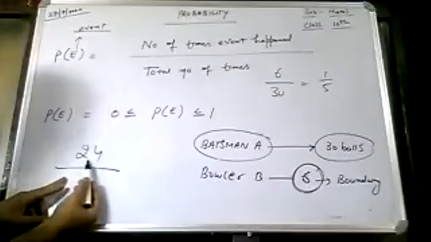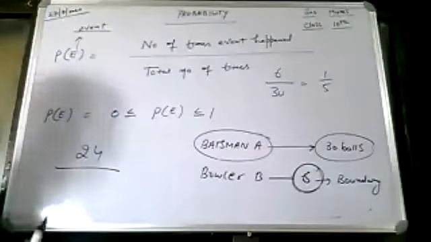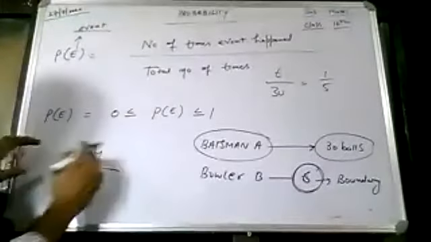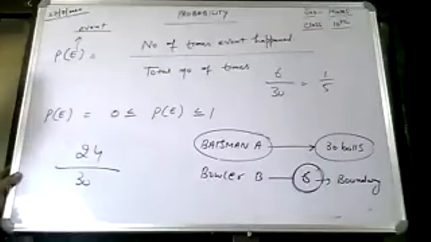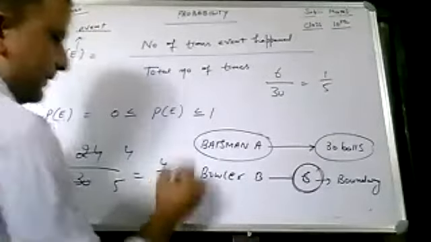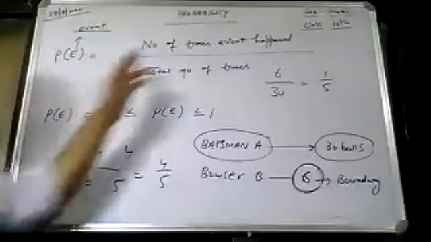Now I am calculating the probability that he will not hit a boundary. So 24 times he missed the boundary. So that means 24 divided by 30. Clear? 6 4s are 24, 6 5s are 30. The answer is 4 by 5. So probability is the number of times the event happened divided by the total number of times.